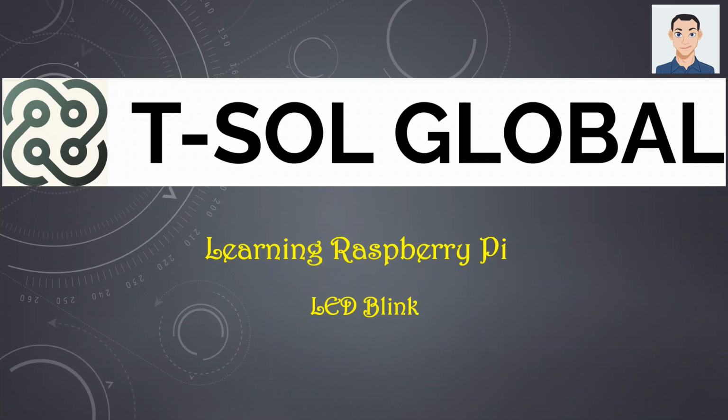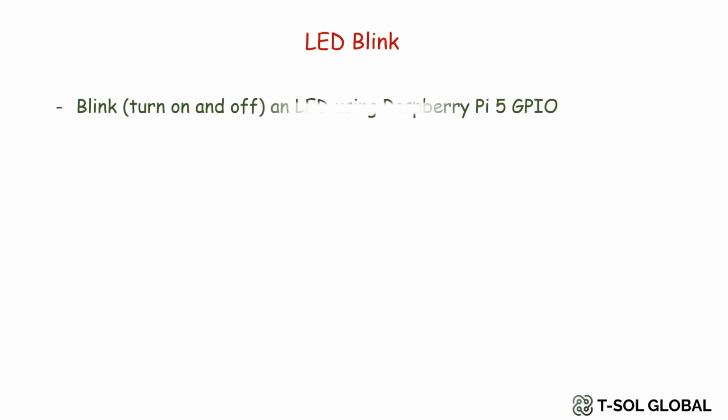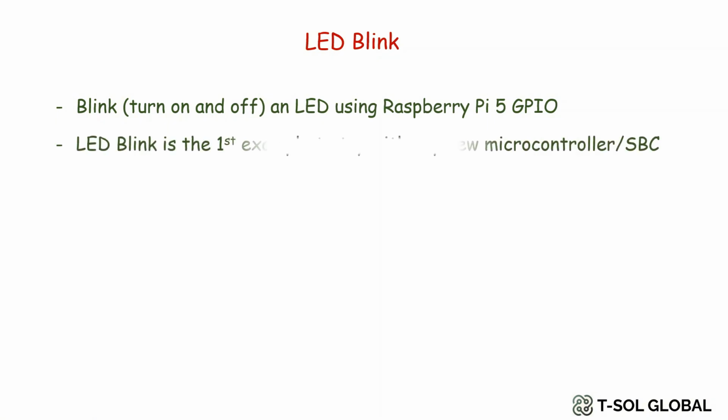In this video, we will cover the LED blinking example for Raspberry Pi 5. So in this video, we will blink an LED using Raspberry Pi 5 GPIO. Commonly, LED is the first example engineers try out whenever they start using a new microcontroller or single board computer. It always helps to build up your confidence towards the new device.